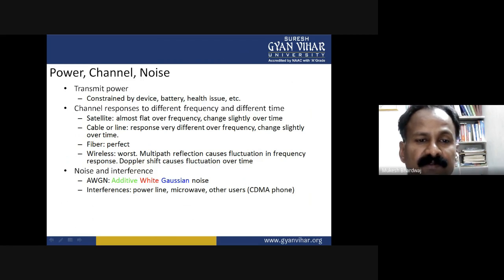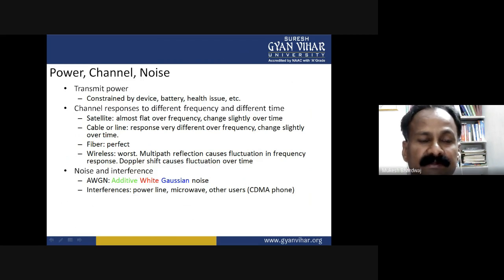Channel response differs with frequency and time. Satellite is almost flat over frequency change, changing slightly over time. Cable or line has a response very different over frequency, changing slightly over time. Fiber is perfect. Wireless is the worst: multipath reflection causes fluctuation in the frequency response, and Doppler shift causes fluctuation over time.